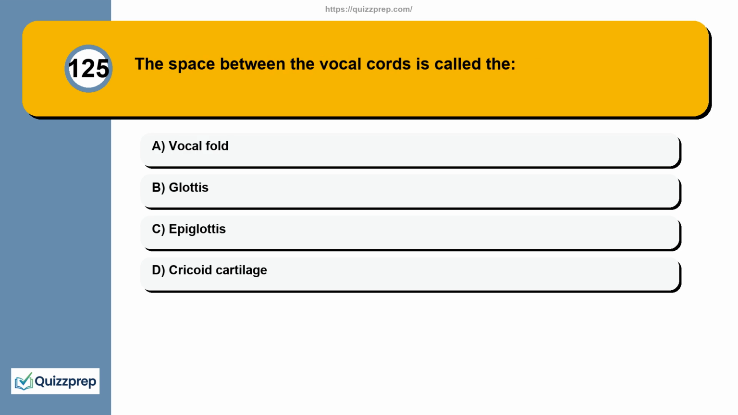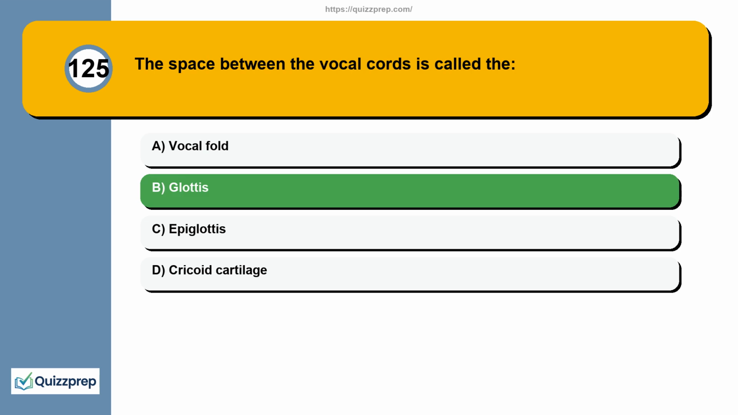Question 125. The space between the vocal cords is called the: option A, vocal fold. Option B, glottis. Option C, epiglottis. Option D, cricoid cartilage. The correct answer is option B, glottis.